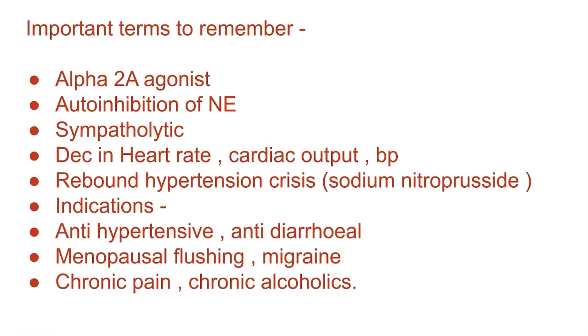And important terms to be remembered in clonidine: it's an alpha 2A agonist, autoinhibition of norepinephrine leading to the sympatholytic activity, which means decrease in the heart rate, decrease in the cardiac output, decrease in the blood pressure. Rebound hypertension crisis is seen in case of sudden withdrawal of clonidine and treated by sodium nitroprusside. Indications AMC: antihypertensive drug, antidiarrheal in diabetic neuropathy, postmenopausal flushing, and prophylaxis of migraine. In case of chronic pain and chronic alcoholics withdrawal syndrome, this drug is recommended.